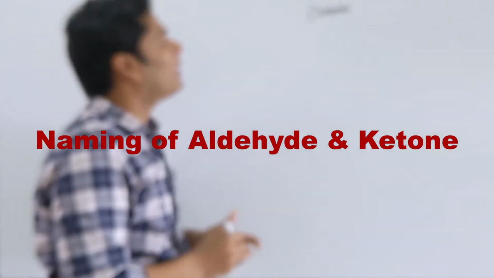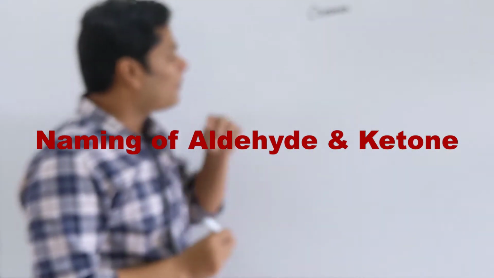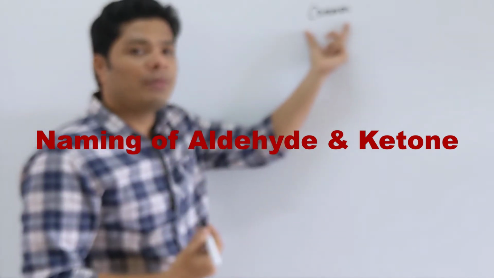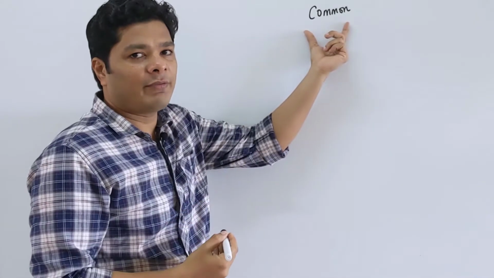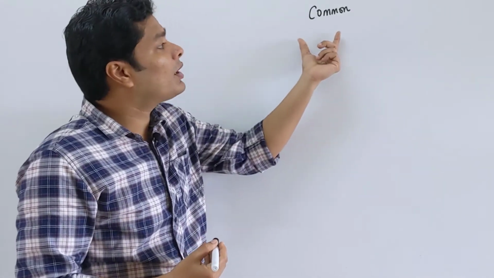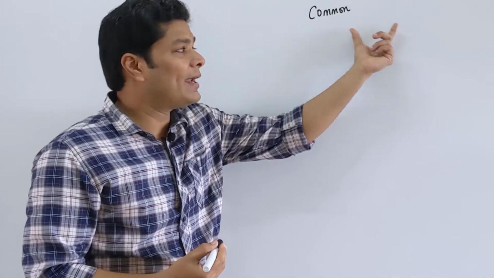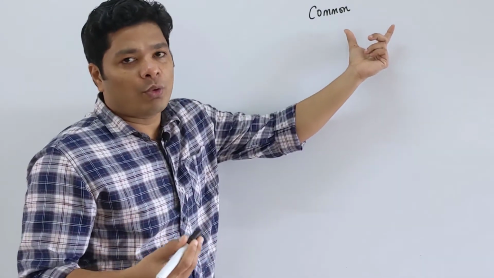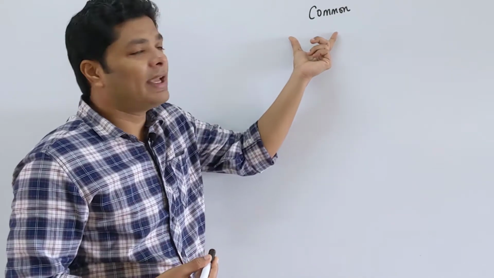When it comes to an aldehyde, the common name is derived from the corresponding common name of its acid derivative. The aldehyde can be converted into an acid. So whatever the common name of the acid is, you can get that from the examples that we will see over and over. From that you can get the common name of the aldehyde.